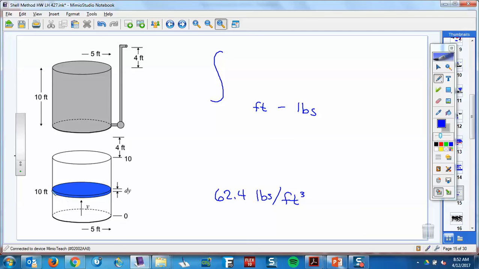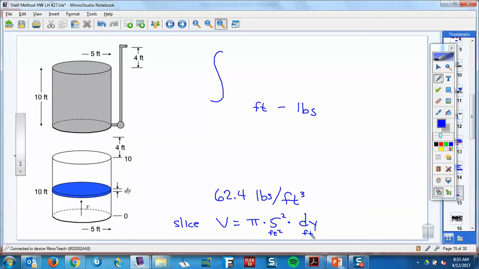All right, now what is the volume of this one slice? What shape is that slice? That slice is a cylinder, right? So what is the volume of the cylinder? It's pi times the radius. What's the radius of this slice? 5. So that'd be feet, right? That's 5 feet, but it's squared. So pi times radius squared times, what's the height of that slice? That's going to be our dy. And that's going to be in feet also, right?